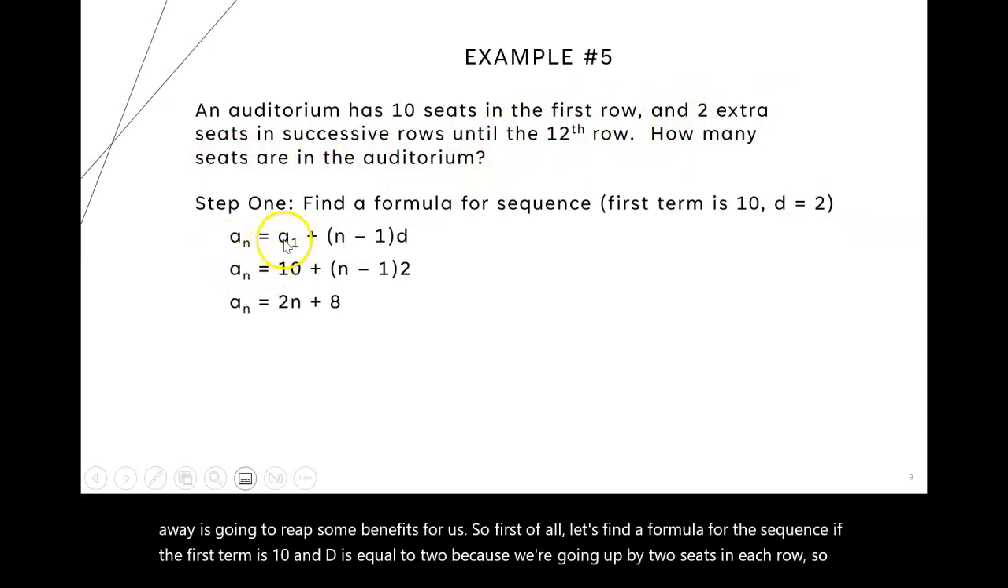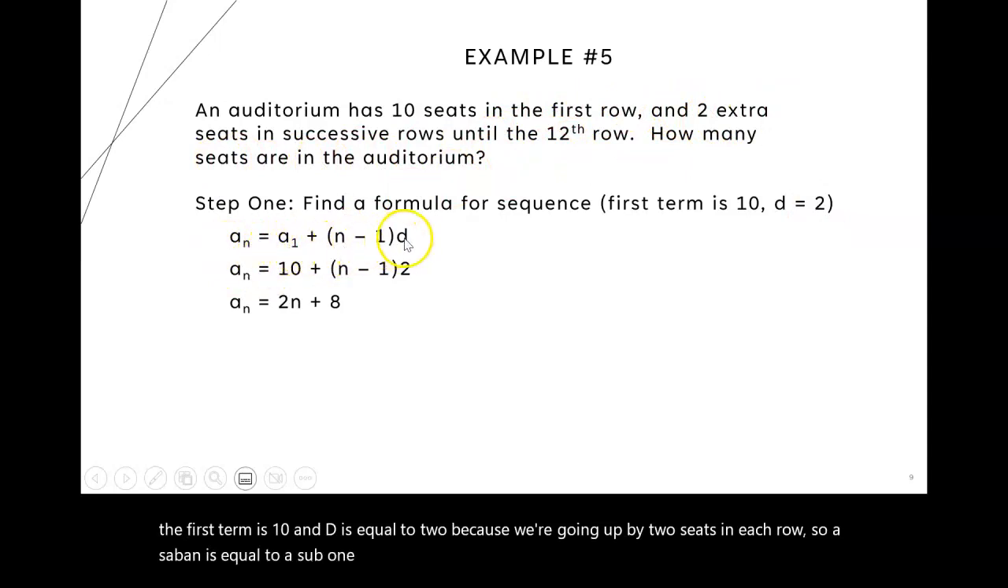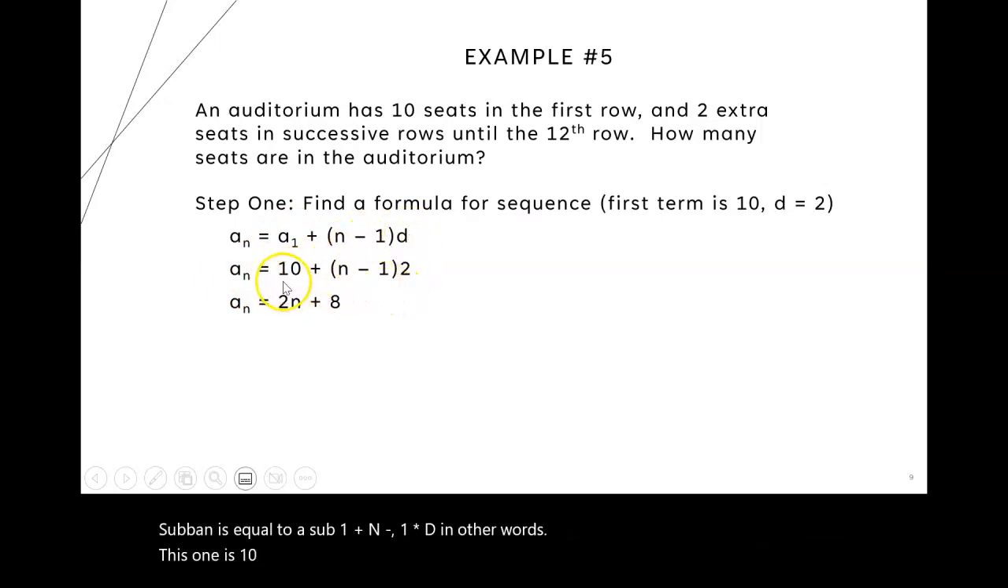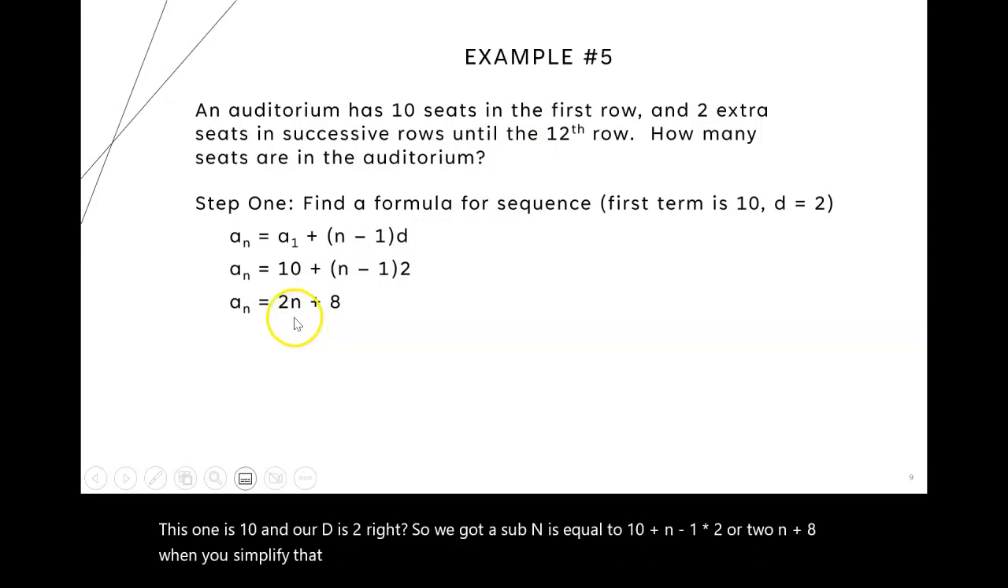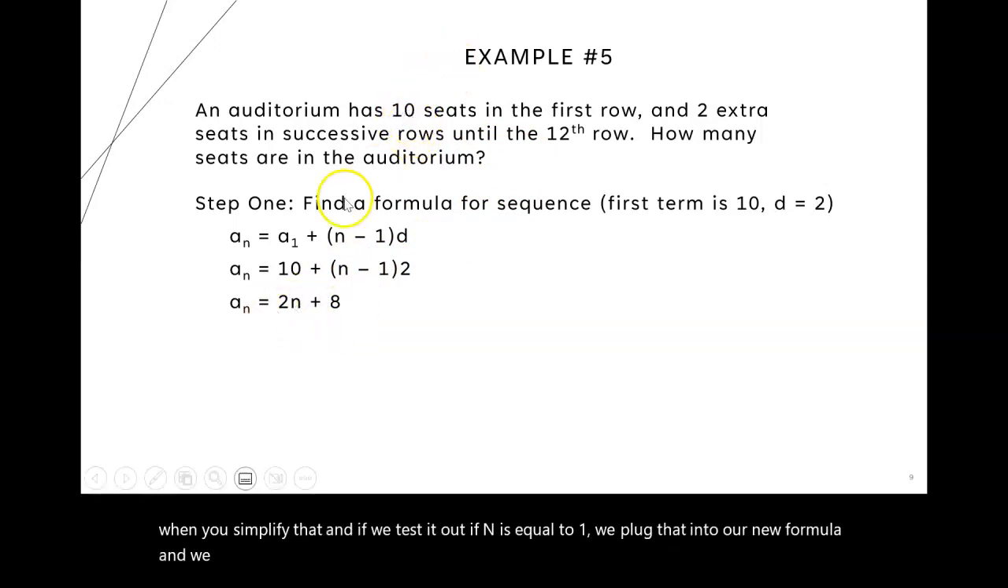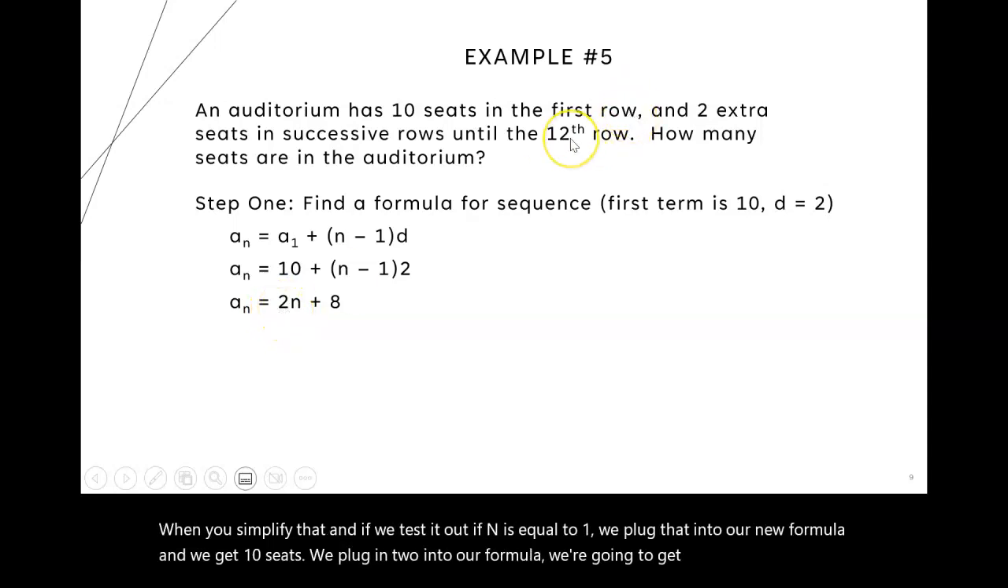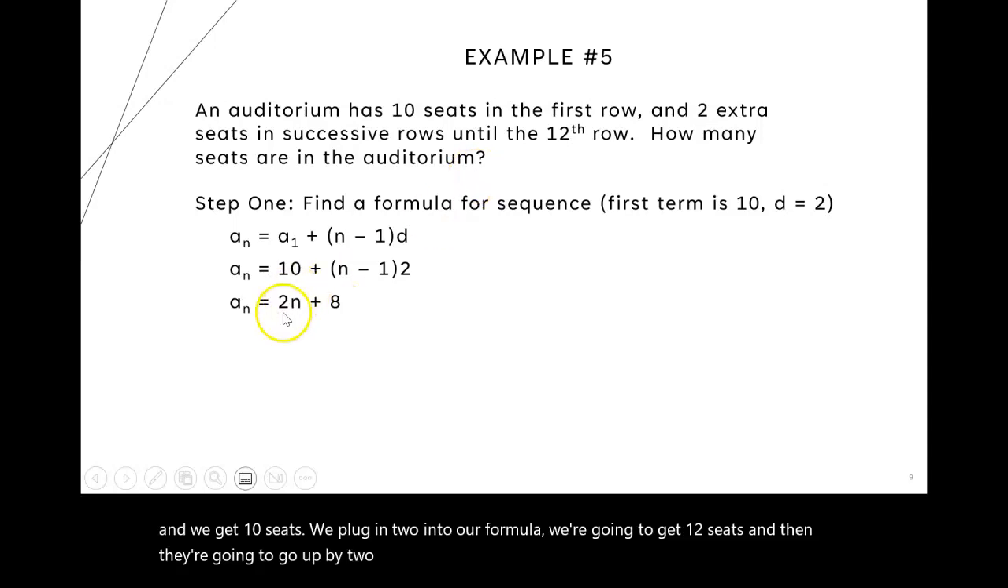So a sub n is equal to a sub 1 plus n minus 1 times d. In other words, a sub 1 is 10 and our d is 2. So we get a sub n is equal to 10 plus n minus 1 times 2, or 2n plus 8 when you simplify that. And if we test it out, if n is equal to 1, we plug that into our new formula and we get 10 seats. We plug in 2 into our formula, we get 12 seats, and then they're going to go up by 2 each time because that's the slope of this function.